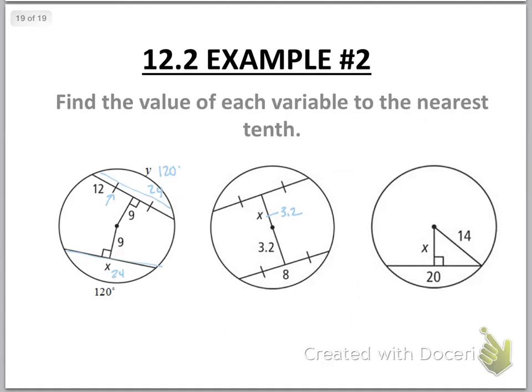My last one here, we're going to have to use Pythagorean theorem. You can see that there's a right triangle. A lot of these, when you have chords and right angles, you can make right triangles. So the whole thing is 20. That means this little guy is going to be 10. So I'm going to do x squared plus 10 squared equals 14 squared. x squared plus 100 equals 196. Subtract 100. x squared equals 96. Opposite of squaring is square rooting, so x is going to equal 9.8.